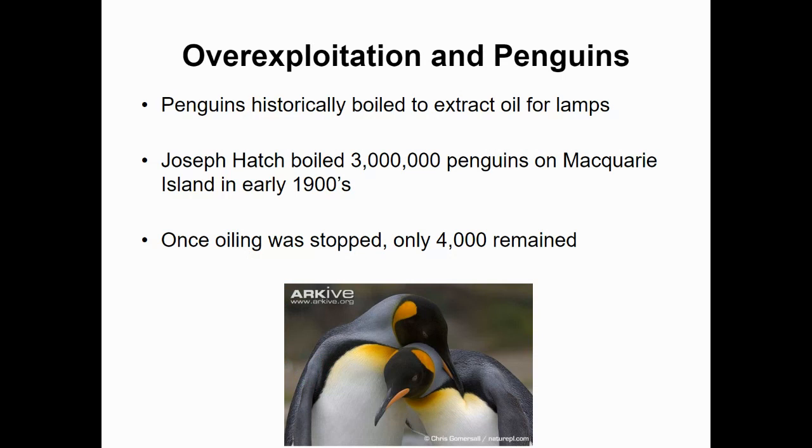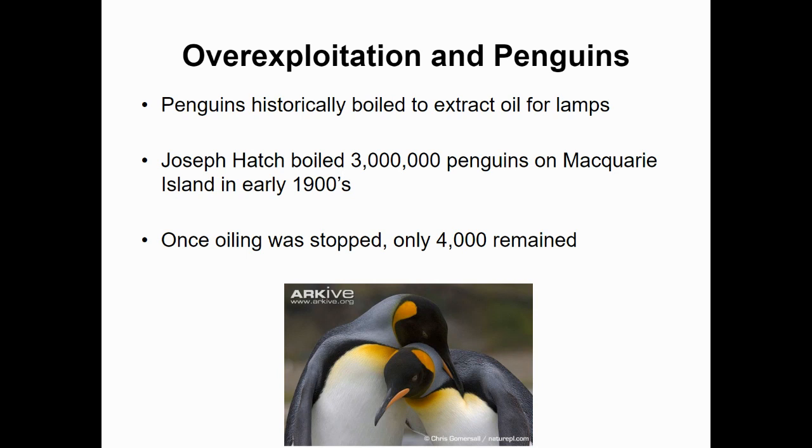Another example, this one is pretty shocking, is these types of penguins here on Macquarie Island. In the early 1900s they were used to extract oil for oil lamps. It says that they boiled 3 million penguins in the early 1900s for oil, again, to keep lamps lit.